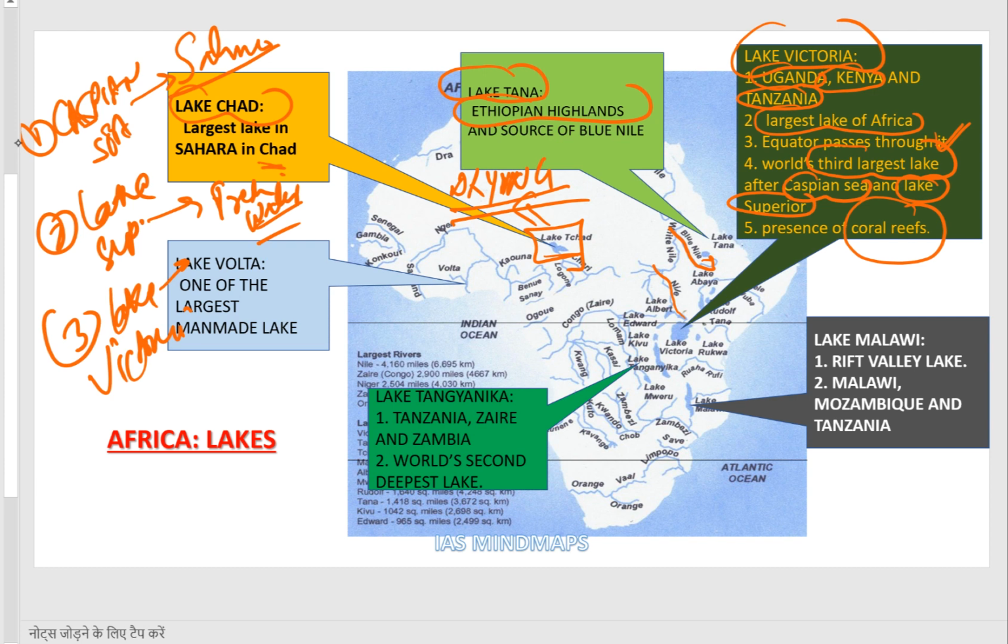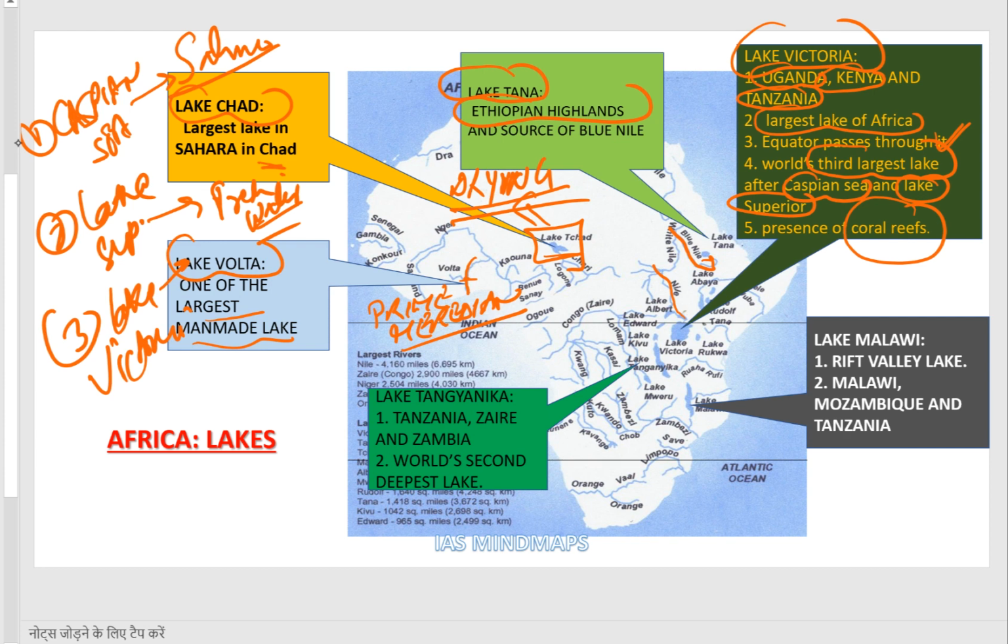Next, Lake Volta. Lake Volta has been created by damming the river Volta in this belt. It is one of the largest man-made lakes in Africa, and through this lake passes the very famous Prime Meridian. So this is also a very, very important point. The Prime Meridian, 0 degree longitude, passes through which lake? It is Lake Volta in Africa.